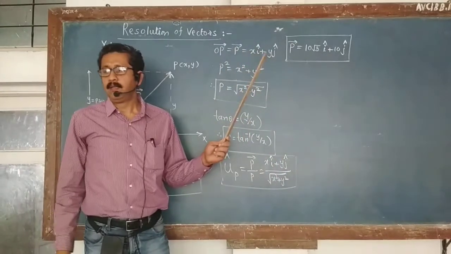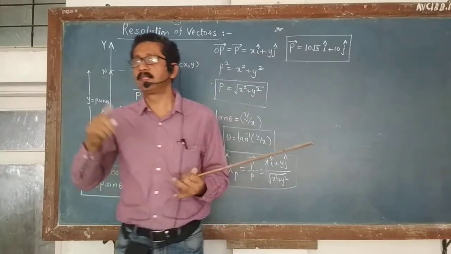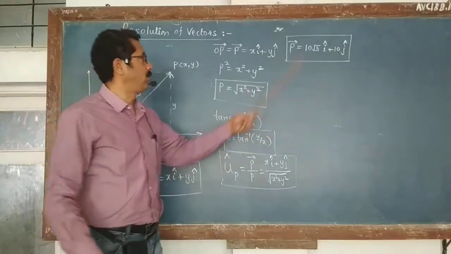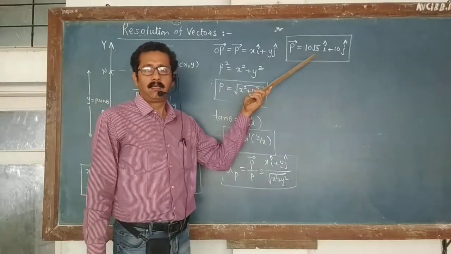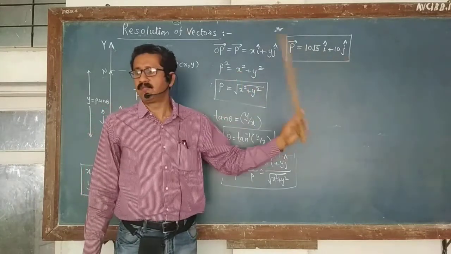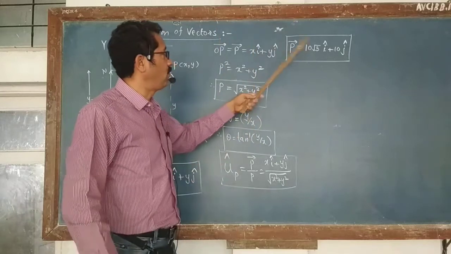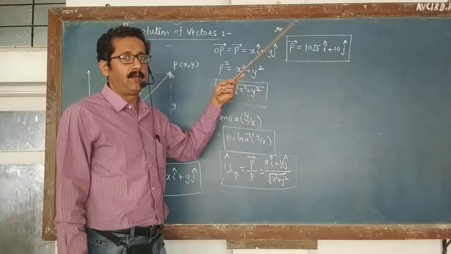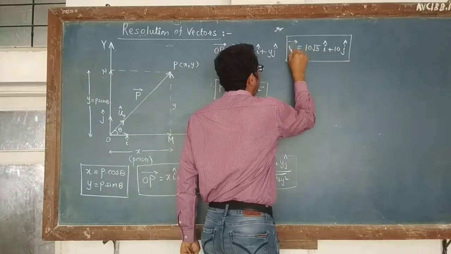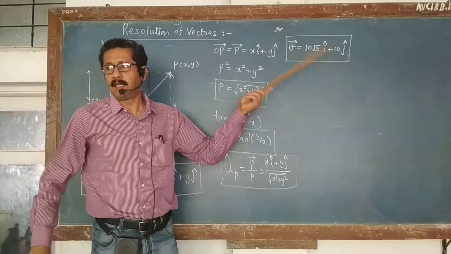I want to find what is the value of the magnitude of this vector, what is the angle made theta, what are the resultant components? They are directly seen. Along the x-axis it is 10 root 3 i, along the y-axis it is 10 times j. That's directly seen over here. But if I want to find the magnitude of this vector, instead of p I can write it as v.